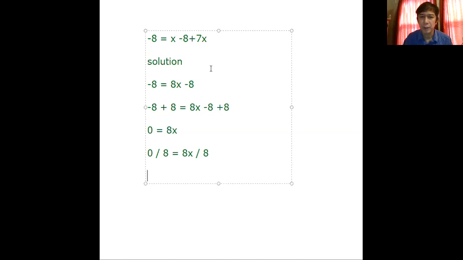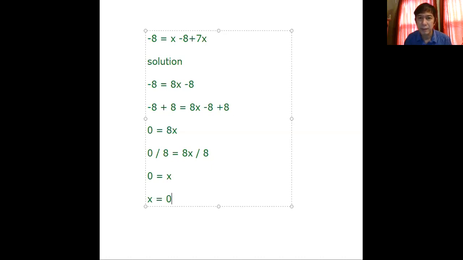So that means the next line here will be 0 divided by 8 is 0. And 8x divided by 8 is just x. And the answer must be 0. Now, we don't write 0 equals x. We will have to write x equals 0. So by the symmetric property of equality, this will be written x equal to 0 there. And that gives us the answer.